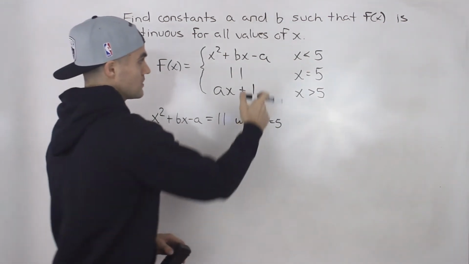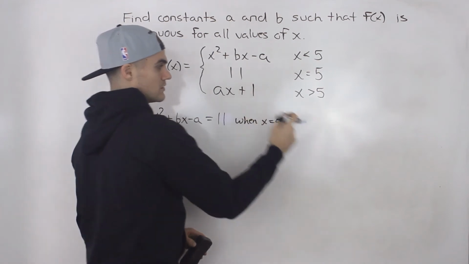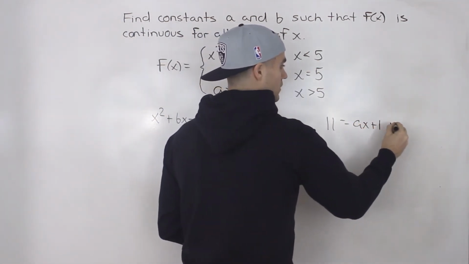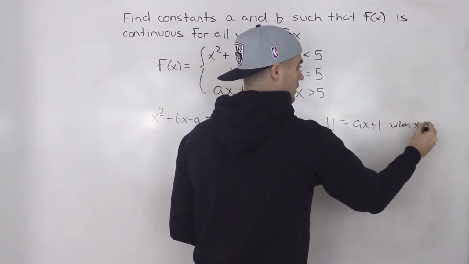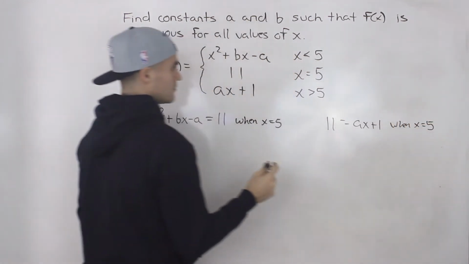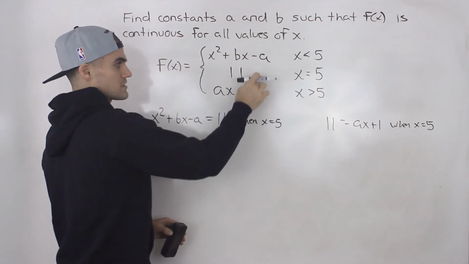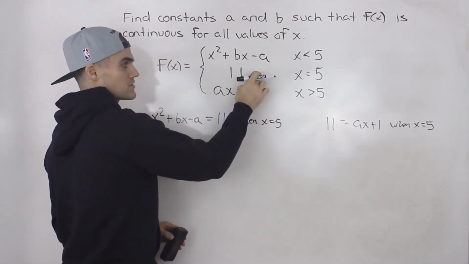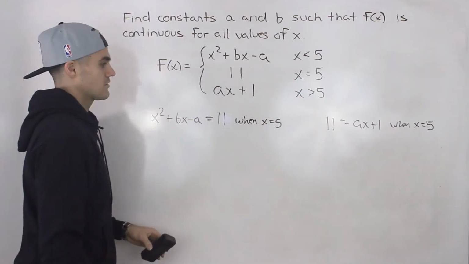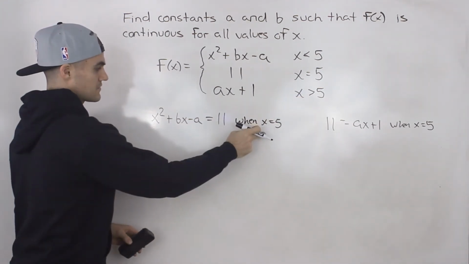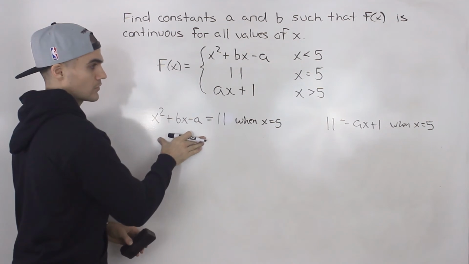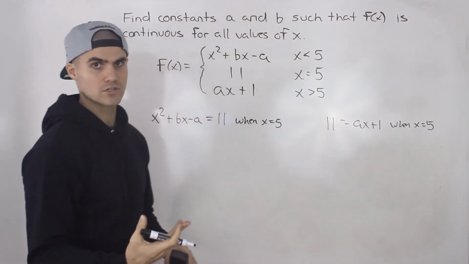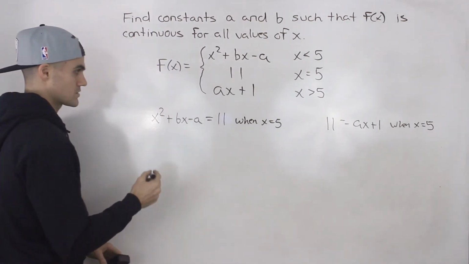And then also this function and this function, so 11 has to equal ax plus 1 when x is equal to 5 as well. Because for these two pieces, the function will be continuous when these y values are equal at that meeting point. So then all you have to do is plug in this x value of 5 here, you'll have one equation. Then plug in this x value of 5 here, you'll have another equation. Two equations, two unknowns. So let's do that.